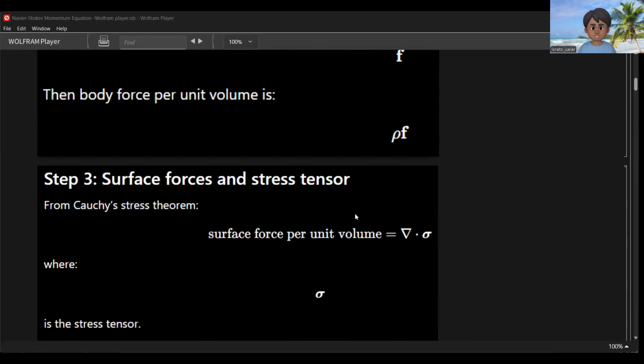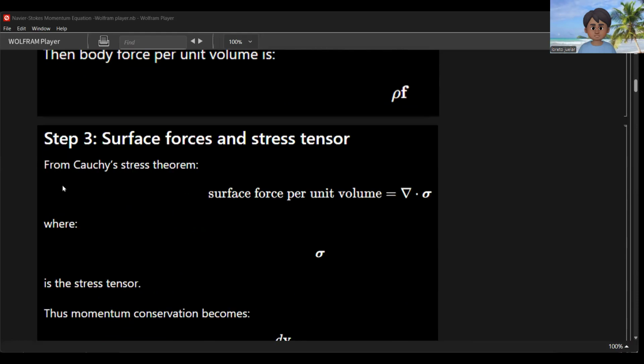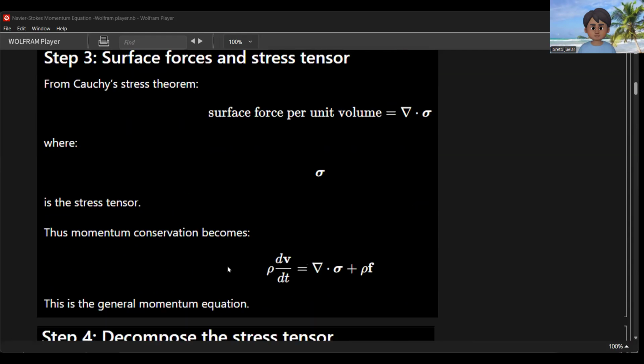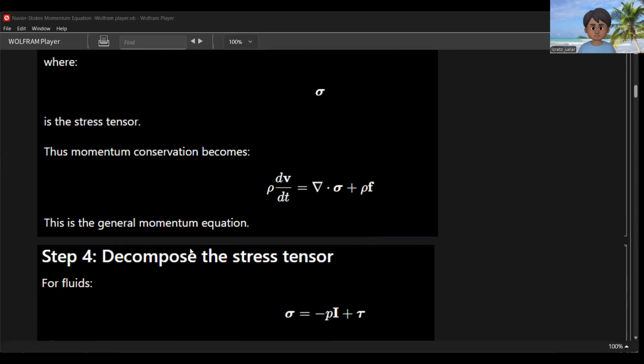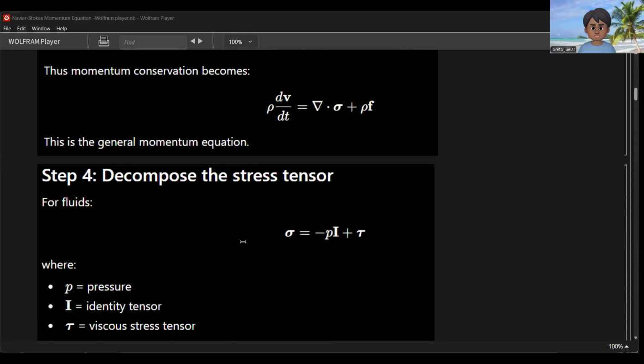We have the surface forces here and a stress tensor from Cauchy's stress theorem. Surface force per unit volume is equal to the divergence of the stress tensor. So this one is the stress tensor. Thus, momentum conservation becomes: net force equal to the divergence of the stress tensor plus the body force here. So this is the general momentum equation.